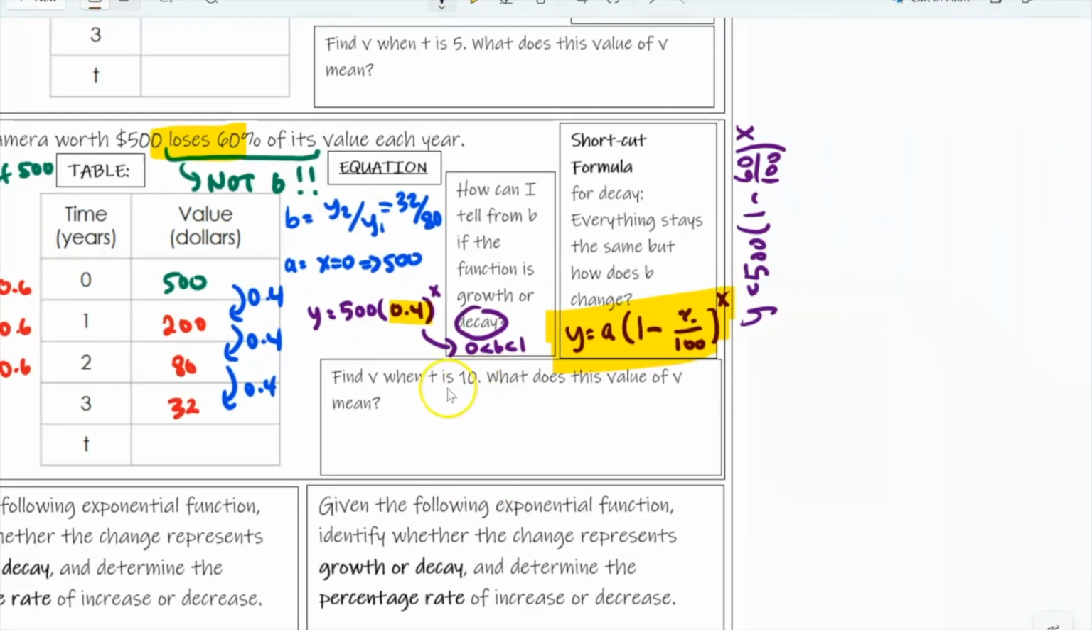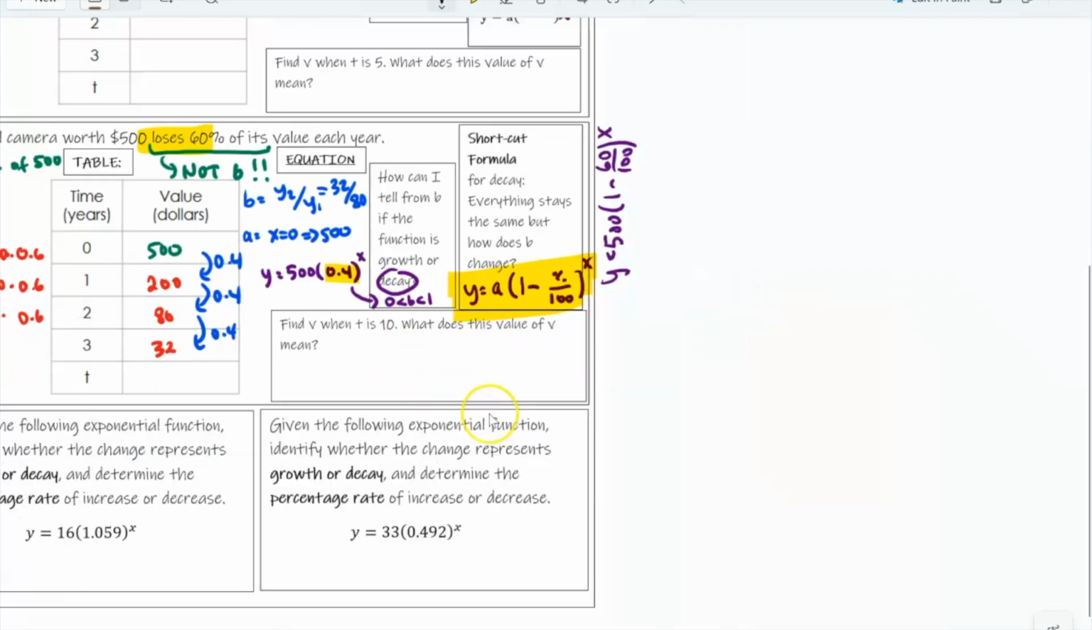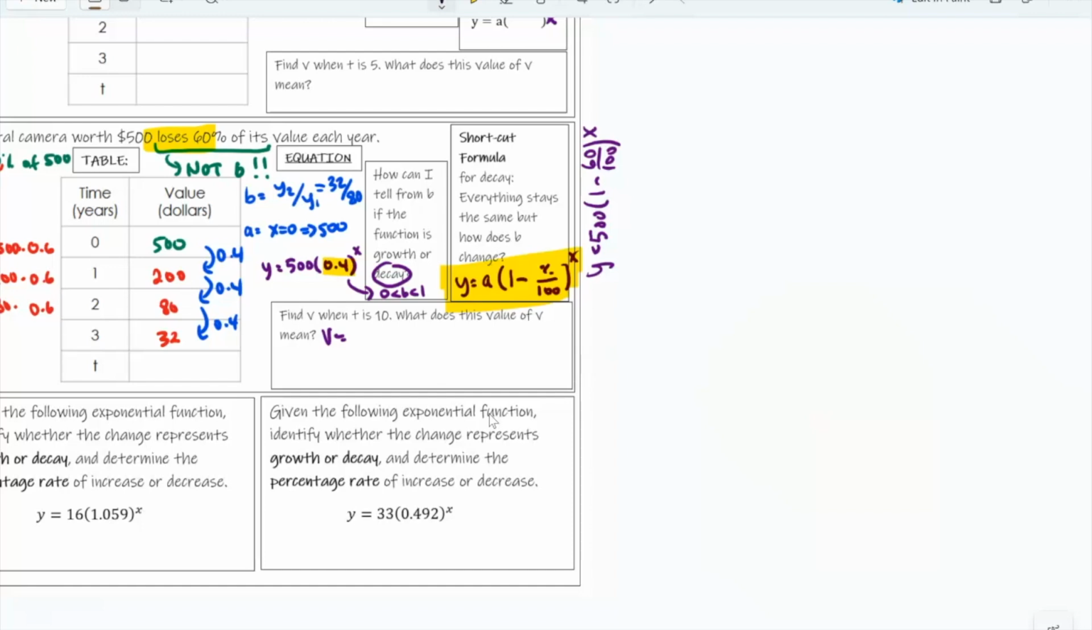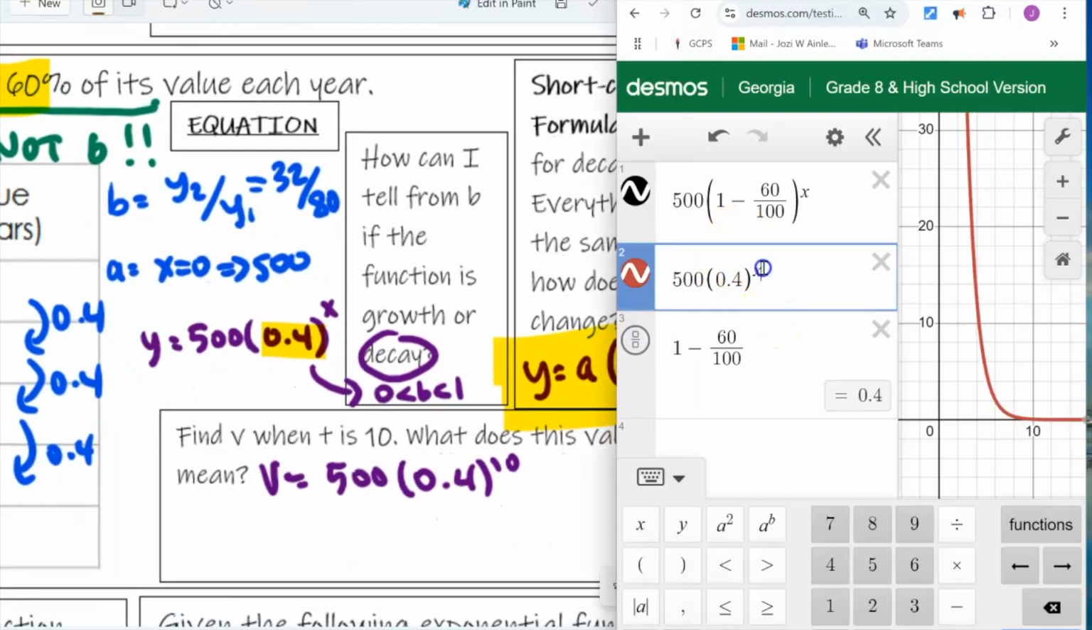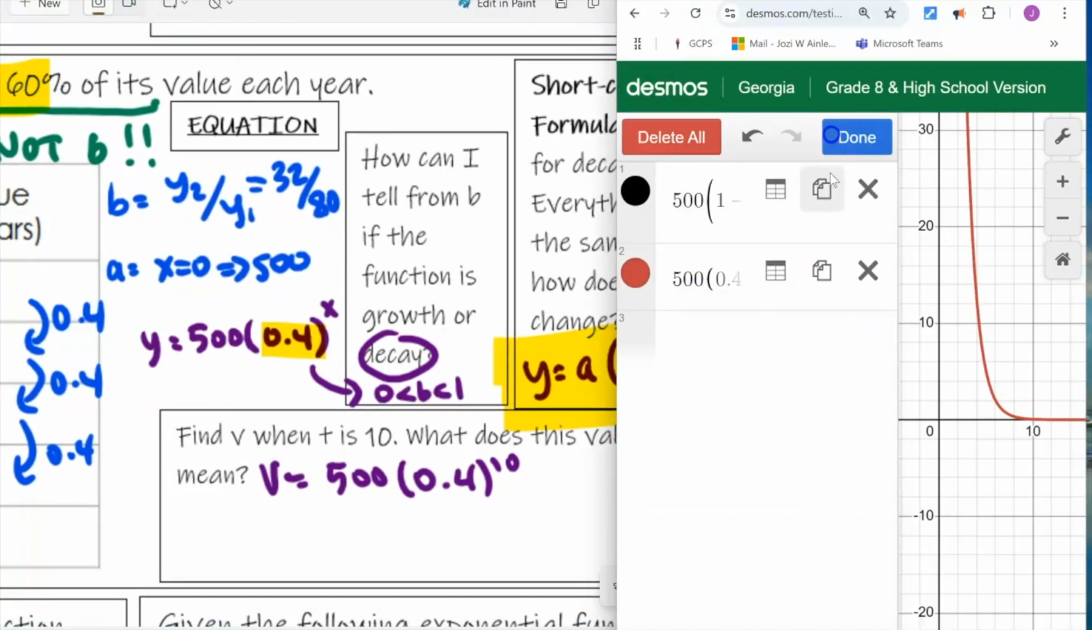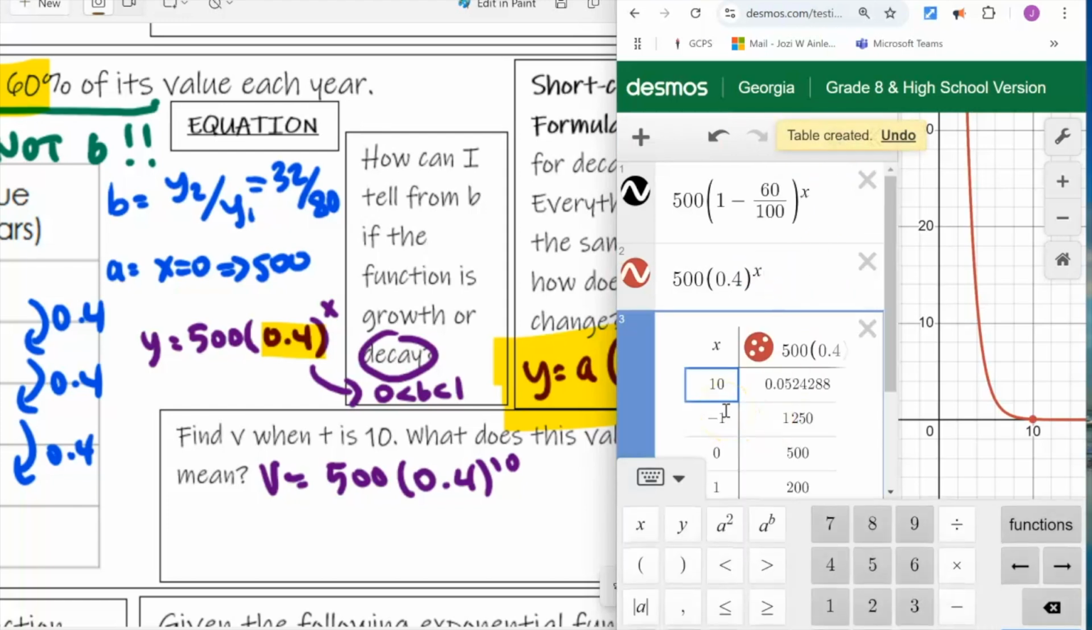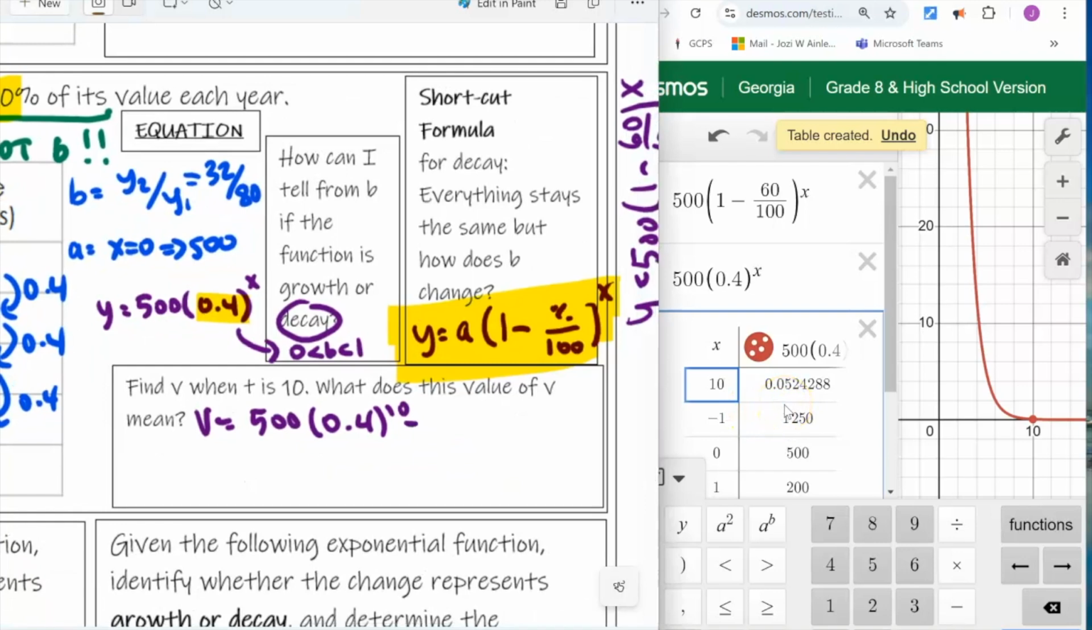Find V when t is 10. Okay, so they're giving us values. So they're saying t, which is our time, is 10. What does the value of V mean? Okay, cool. So V is equal to my 500, my initial, times my rate of decay because it's less than 1. And now the time is equal to 10. And put that right into the calculator and see what the calculator gives you. So 500, 0.4, and I can put 10 right here, or I can make it a table and type 10, whichever way is easiest for you. So this is going to be 0.0524288.